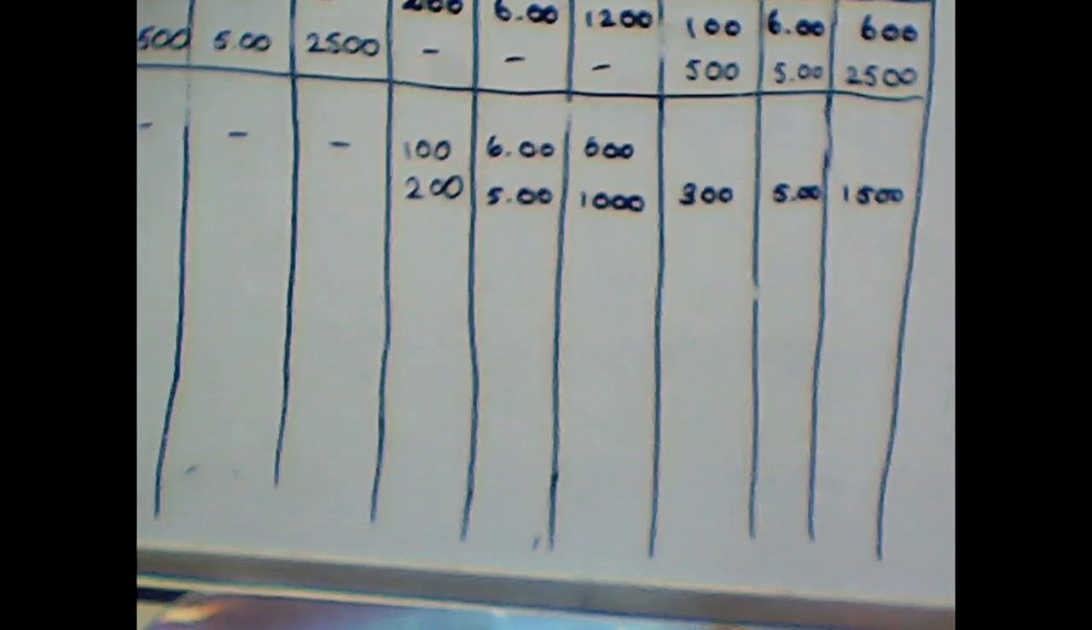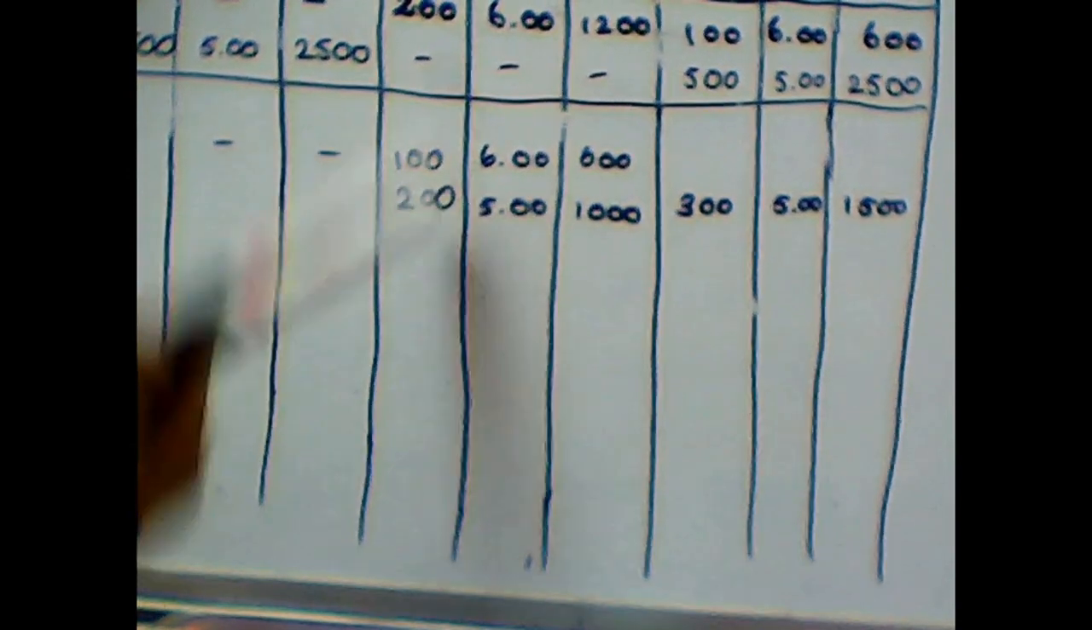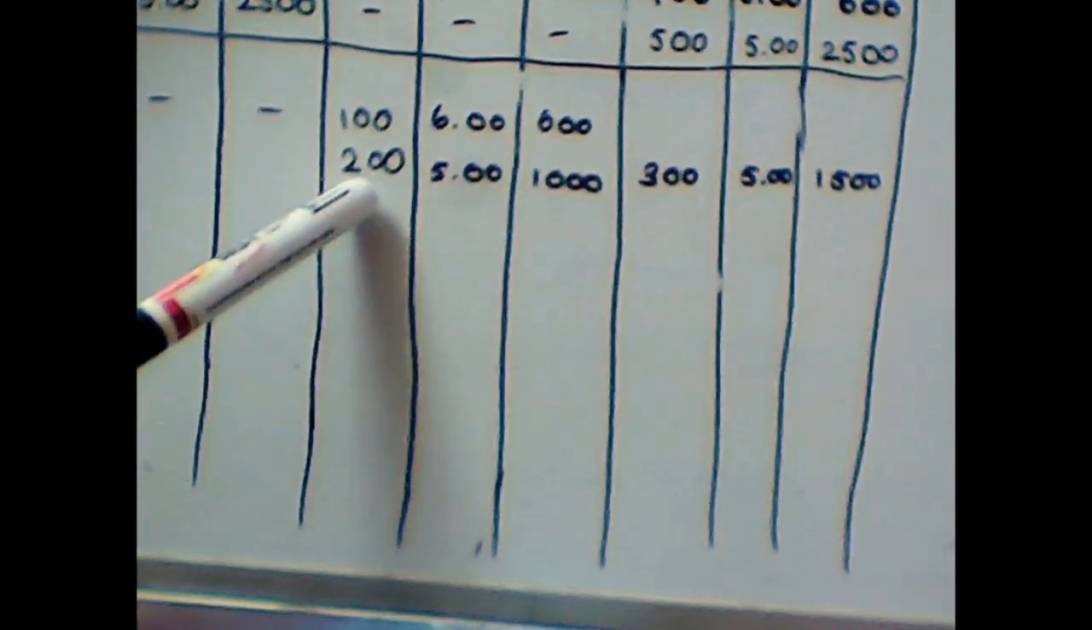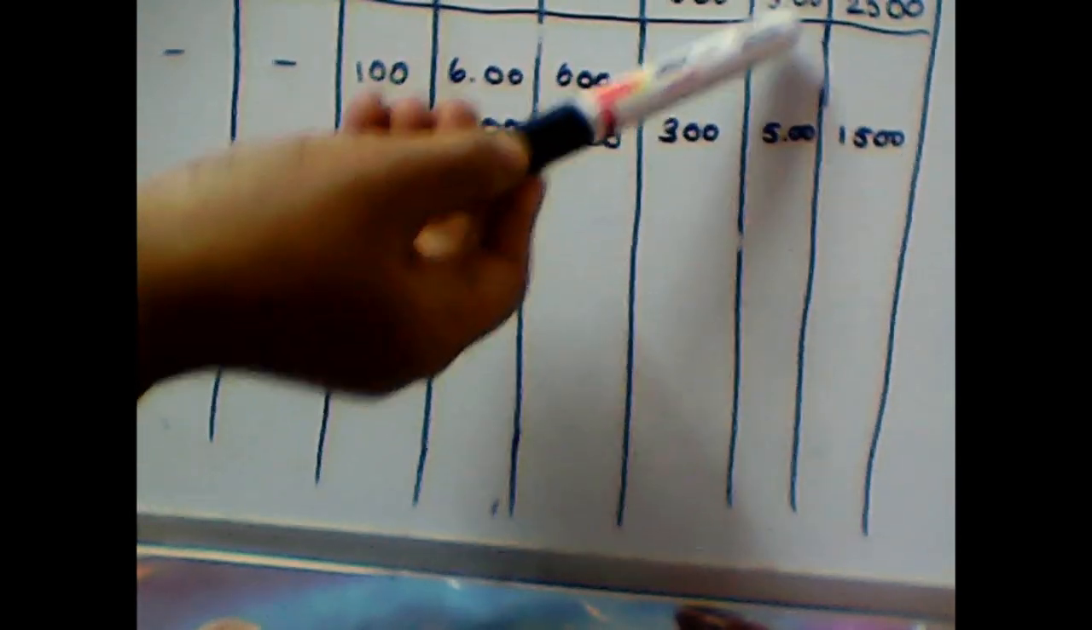Why? We are following the first in first out method. So first we have to empty this 100 units and next we have to come to the 500 units. So 100 units at rupees 6, then from this 500 we have to deduct 200. From this 500 only we have to take 200. I have taken 200 at the rate of rupees 5, so 1000. So see here, remaining we are having 300 units. You see, 100 already we have given.